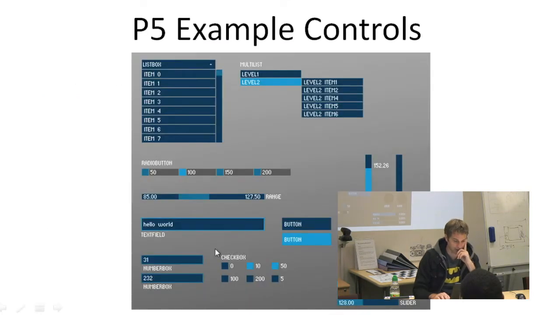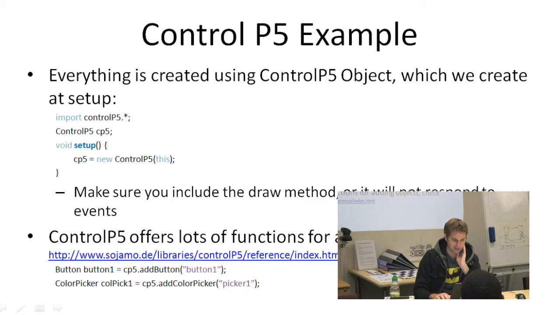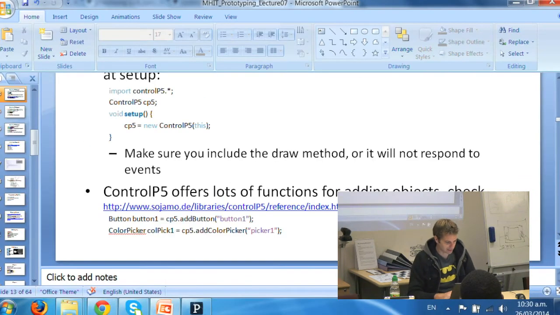This is what it looks like. It's got that kind of futuristic, Minority Report sort of interface if you're into that sort of thing. So list boxes, multi-level lists, radio buttons, ranges, where you set the minimum and the maximum range, text fields, number boxes, which are just text fields which only take numbers, check boxes, buttons, sliders, knobs, more sliders. So let's have a look.